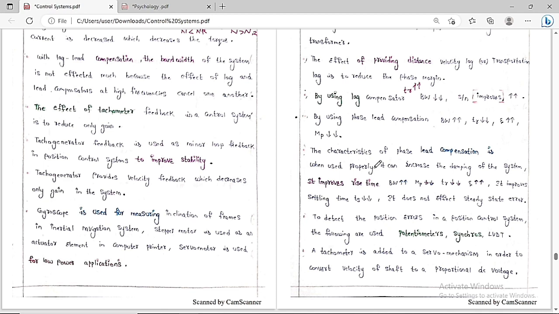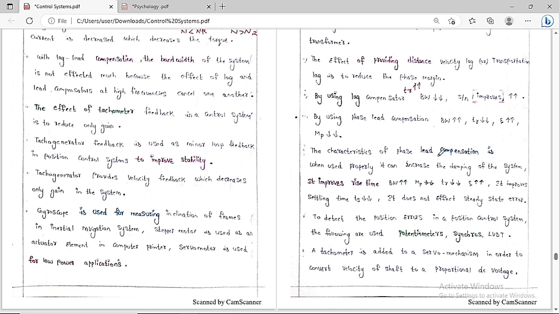So the bandwidth will increase. I have already told you as the damping ratio increases, the peak overshoot will decrease. The rise time decreases. So you can say the damping ratio is going to increase. It improves the settling time, and improves means the settling time is going to decrease. It does not affect the steady state error. So it is not going to affect the steady state error.